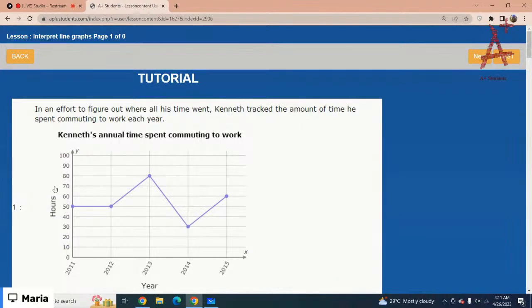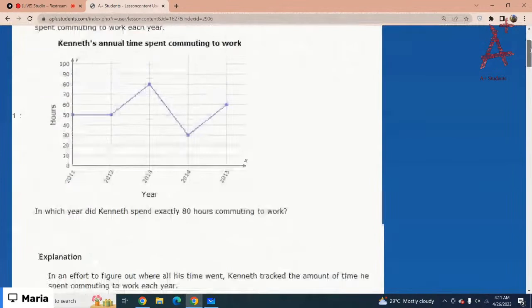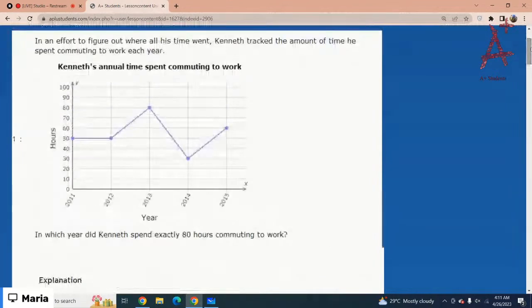In an effort to figure out where all his time went, Kenneth tracked the amount of time he spent commuting to work each year. So here is the graph: Kenneth annual time spent working, time spent commuting to work. In which year did Kenneth spend exactly 80 hours commuting to work? So we'll just look at the graph. Here is 80. Got it?